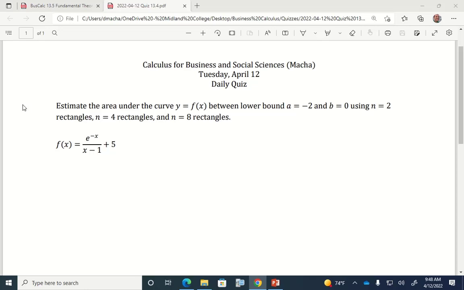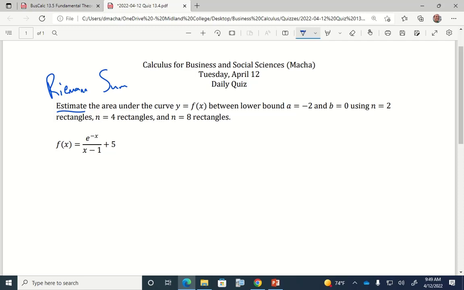Your quiz says estimate the area under the curve between lower bound a equals -2 and upper bound b equals 0. And you're going to use 2 rectangles to estimate the area, and then 4 rectangles, and then 8 rectangles. So this is a Riemann sum type problem. If you're just asked to estimate, then this is talking about a Riemann sum.